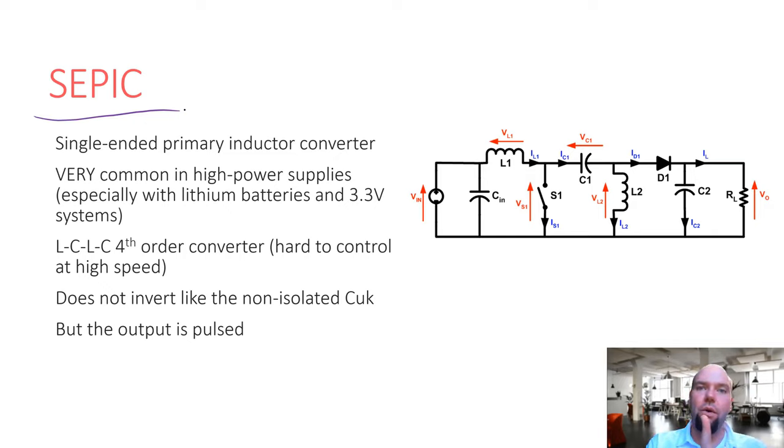But one thing to note, a caution: this is a fourth order converter. You have LC transients across this design. These are very hard to control. So if you have a feedback path, quite often these need a controller that can compensate for a fourth order circuit if you want to get high speed control. So the downside of this sort of converter is it's not quite as good at dealing with rapid changes in output current or rapid changes in output power draw.